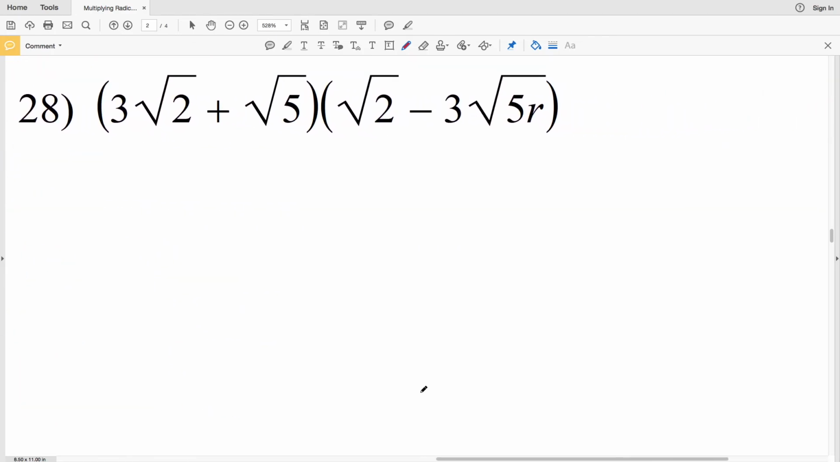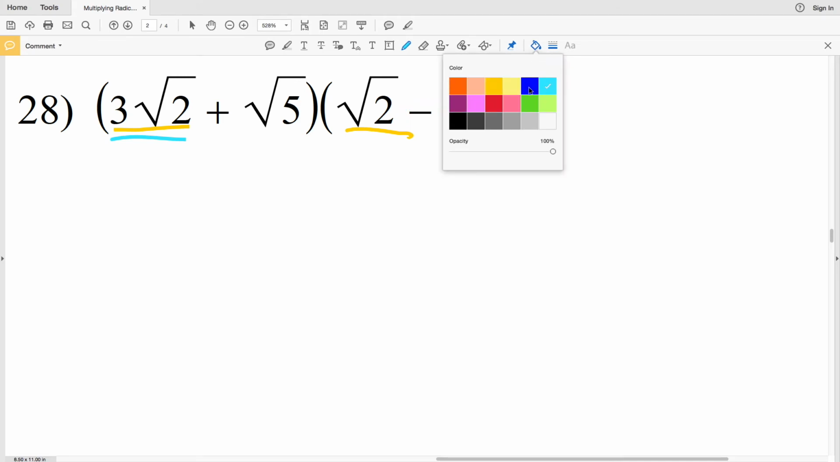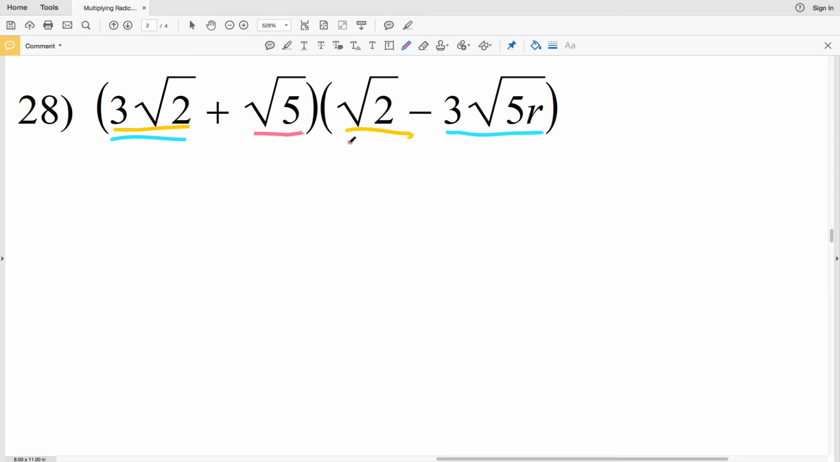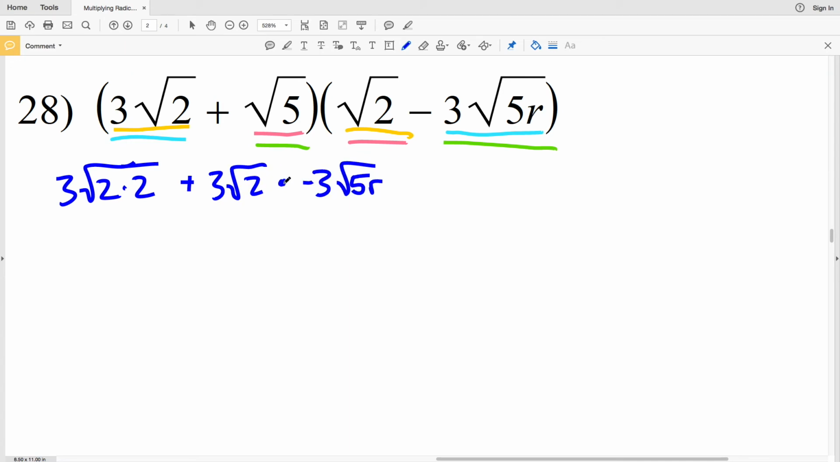Now lastly, number 28. Again, I'm FOILing. 3 times the square root of 2 times the square root of 2. And then my outside terms, 3 times the square root of 2 times 3 times the square root of 5r, remembering that that's subtracted. Then my inside terms, the square root of 5 times the square root of 2. And then my last terms, the square root of 5 times 3 times the square root of 5r. So 3 times the square root of 2 times the square root of 2 is 3 times the square root of 2 times 2. And I'll add that to 3 times the square root of 2 times negative 3 times the square root of 5r.